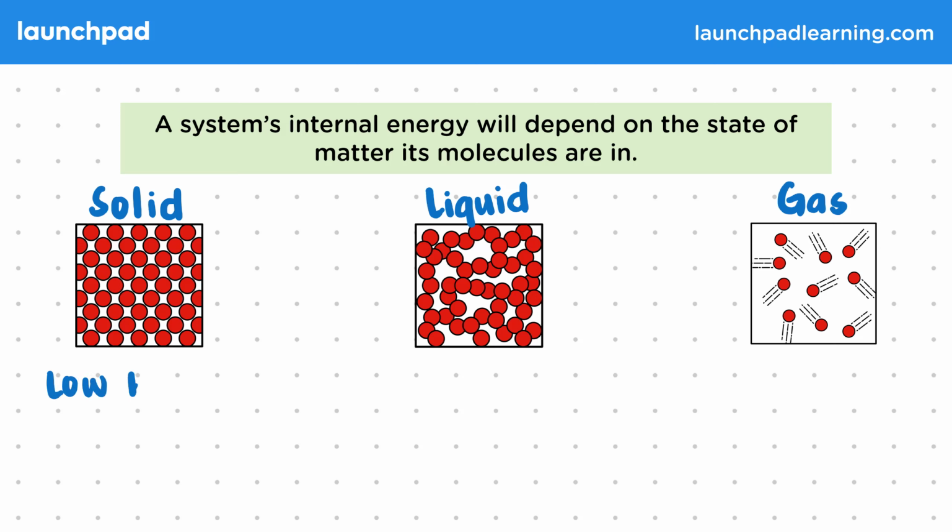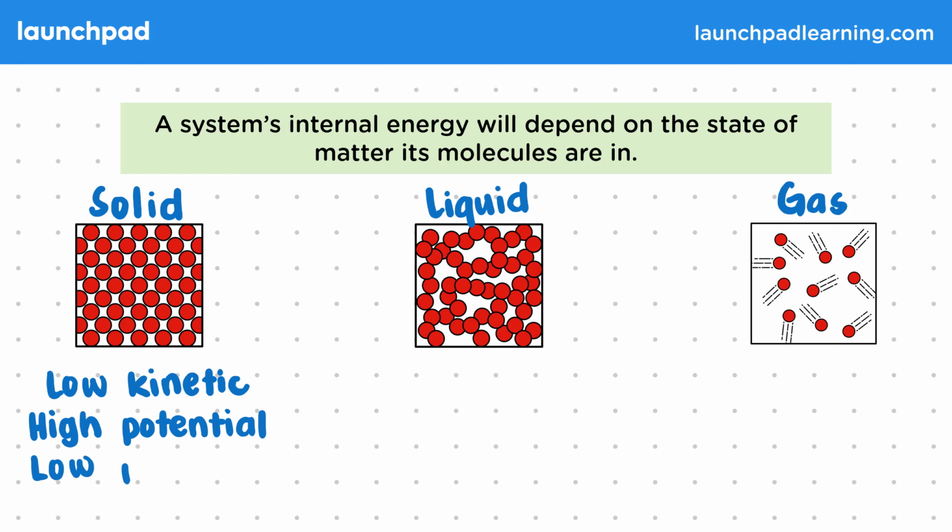So a solid has a low kinetic energy, as the molecules can barely move, but a high potential energy due to the strong bonds holding them in place. So overall, a low internal energy, as the total depends mostly on the kinetic energy.